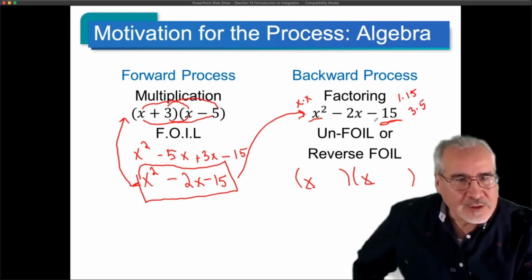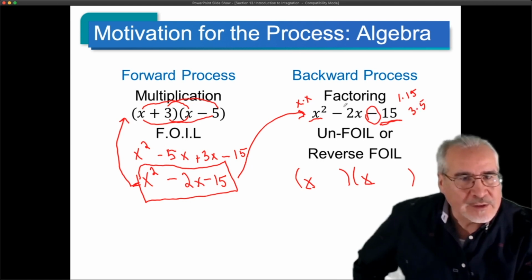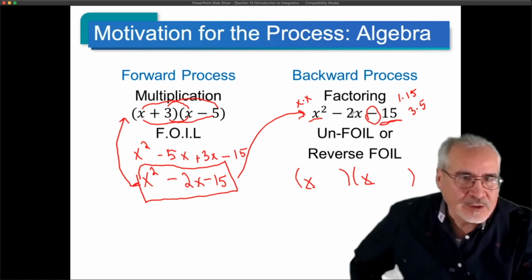But as a process, we look here, and there's a negative here. That means we're going to subtract them. 5 minus 3 is 2. That's the one we want to use because we've got a 2 in the middle.